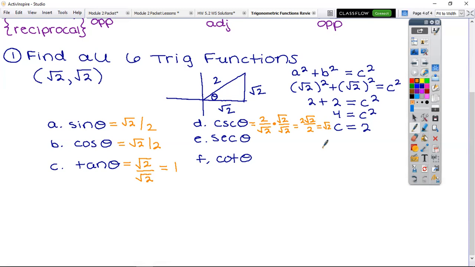Secant is going to be the same exact thing. So radical 2. Cotangent, I take it and I flip it over. Guess what? Still 1. Okay. So how do we feel on writing the 6 trig functions? Are those okay? Okay. All right, so next, number 2.